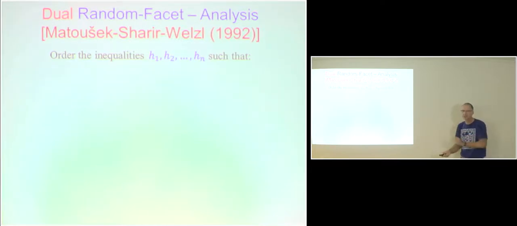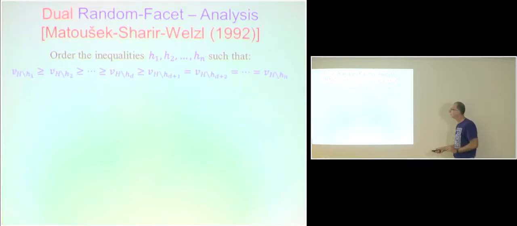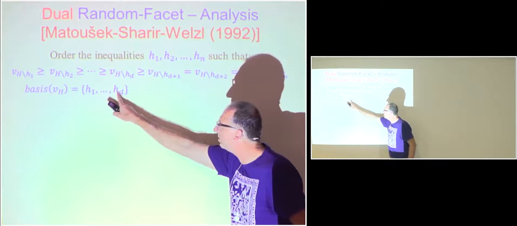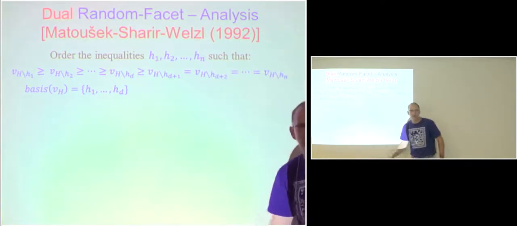Okay, so here's the analysis. We have n inequalities, so let's number them h1, h2, up to hn, but in the following way. We take each inequality individually, remove it from H, and see what is the optimal solution. And we sort them in non-increasing order. Now, note that we might as well take the first d inequalities in this order to be the basis of the optimal vertex.